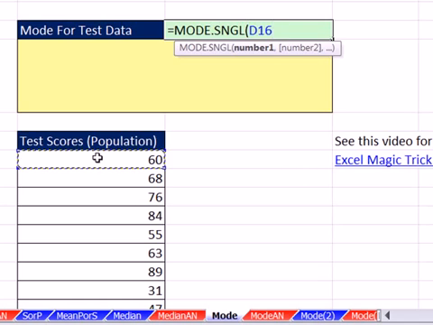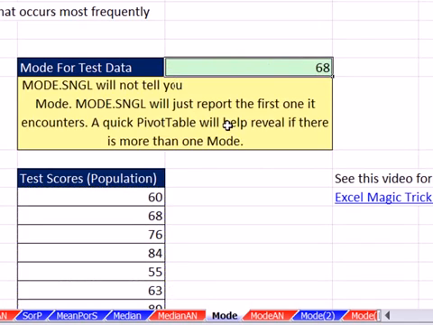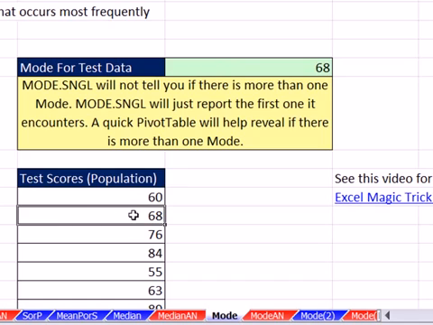So I'm going to highlight this number data. And then when I hit Control Enter, it'll tell you 68. 68 is the actual mode. So that means that 68, the number 68, occurs most frequently. Now this is our test score data, right? Mode.single will not tell you if there's more than one mode. Mode.single will just report the first one it encounters. A quick pivot table will help reveal if there's more than one mode.